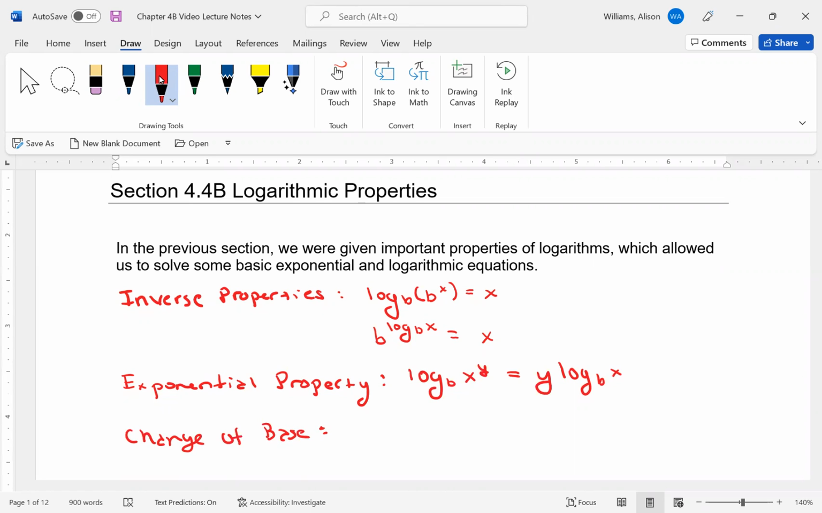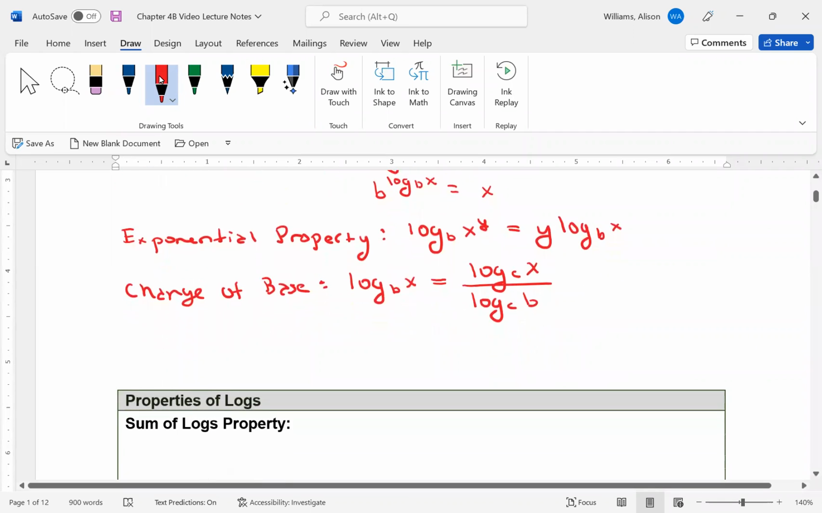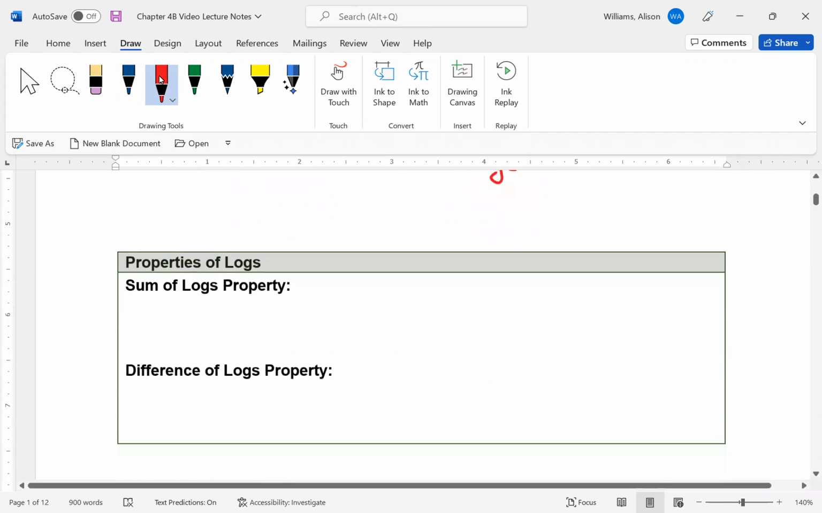The change of base formula says that if you have log base b of x, you can use any other base by writing it as a division of log of x over the log of b. All right, so those are the properties we've already learned. We're going to add two more properties, the sum and difference properties.